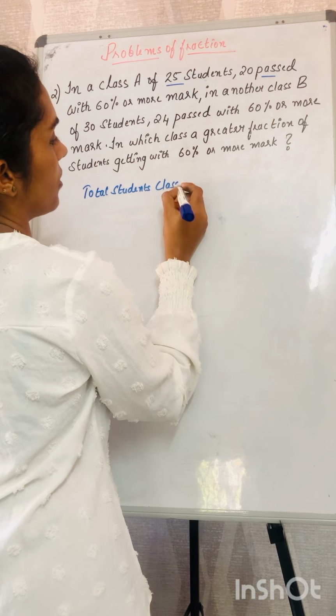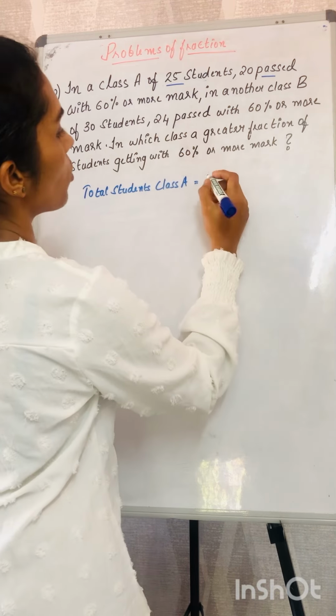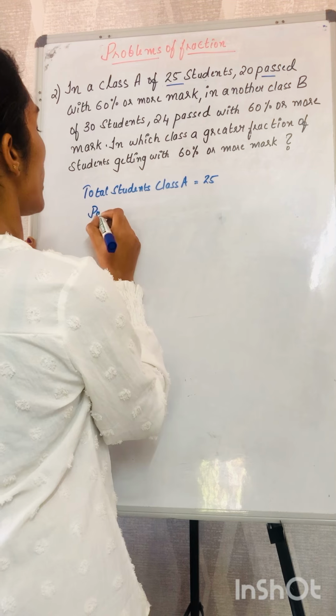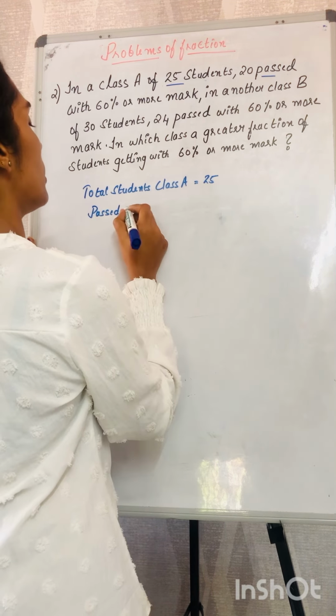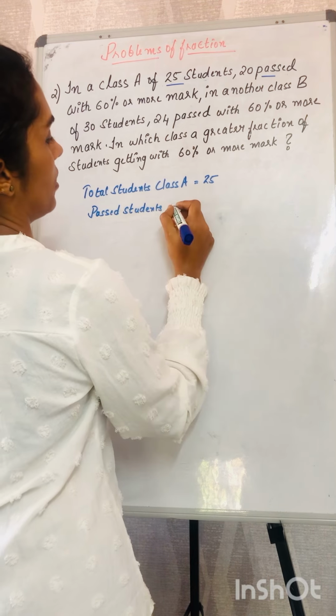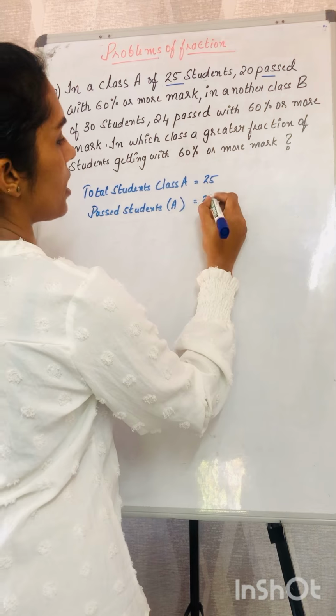Class A. We have to shorten our sentence. That is how much? 25. So, passed students in class A, right? How much? That is 20.